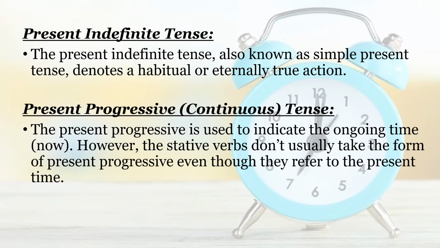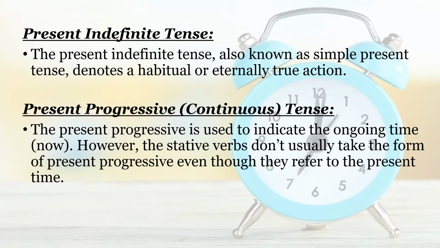Let's understand what is present indefinite tense. The present indefinite tense, also known as simple present tense, denotes a habitual or eternally true action. It basically shows something that is a routine of the particular subject.